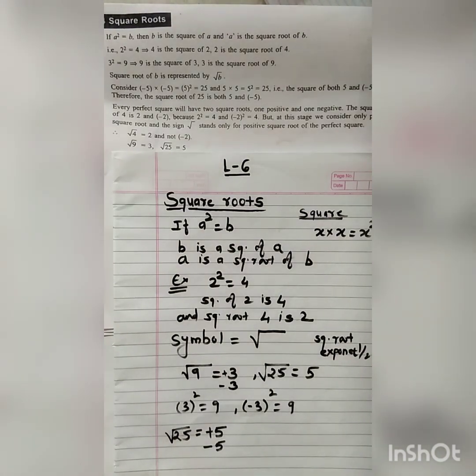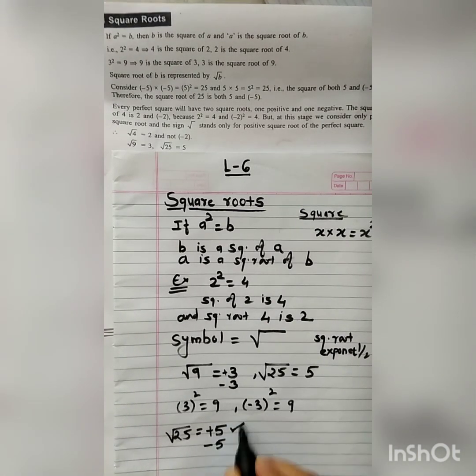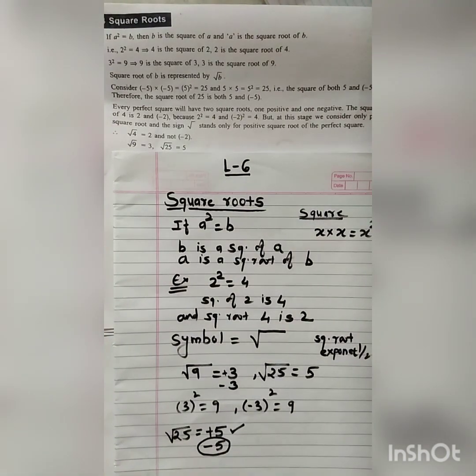But at this stage we consider only the positive square root. We will not consider the negative square root. So whenever you are asked the square root of 25, you don't have to write the negative square root. We have to write only the positive square root. So in this way we can write about the square roots.